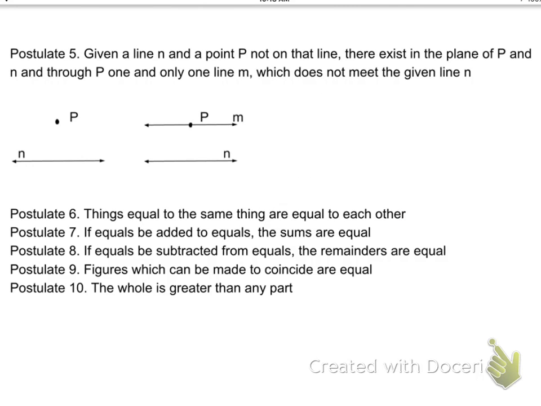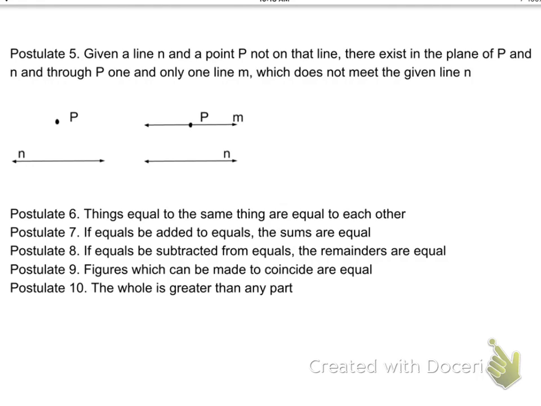Next up is postulate number 5. When you read it, it's a little complicated, but once you see the diagram I put here, it's easier to digest. It says, given a line N and a point P not on that line, there exists in the same plane as P and N, through P one and only one line M, which does not meet the given line N.